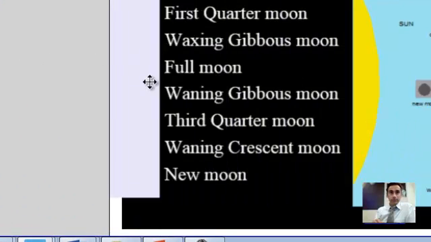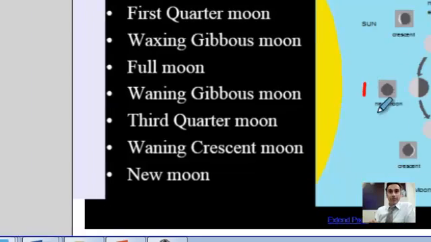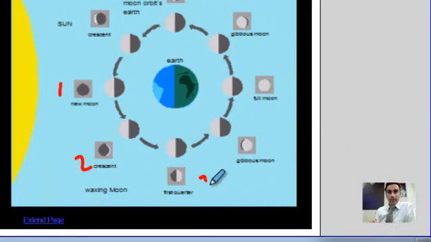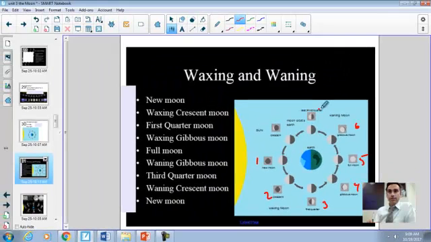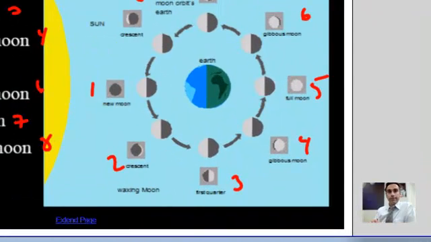All right. So if you think of this, these are our main phases here, starting with 1, 2, 3, 4, 5, 6, 7, 8, and then back to new moon. So that should go in order here: 3, 4, 5, 6, 7, 8, and then back to 1. Right here, this is what we would see from space.